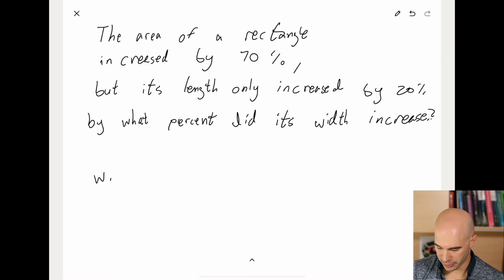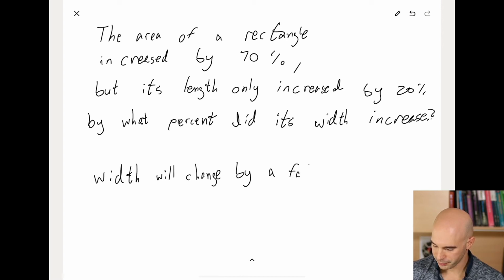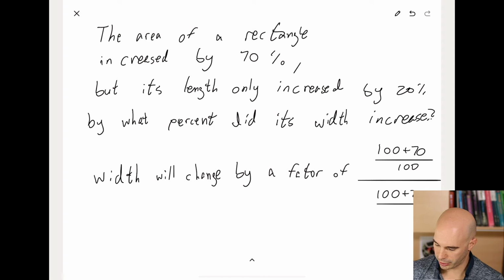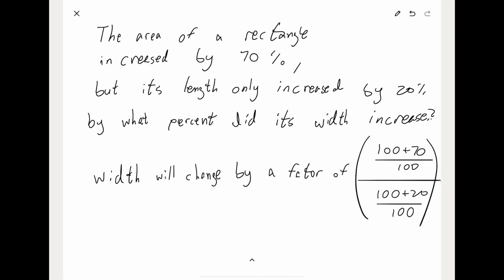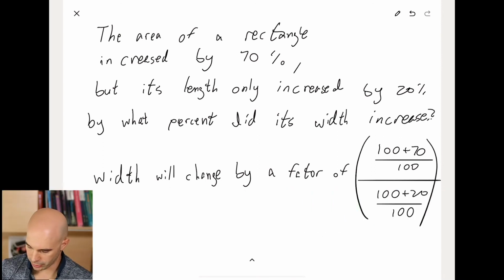We would say, here's the width. The width will change by a factor of, you'll have 100 plus 70 over 100 for the area, and 100 plus 20 over 100 for the length. So the width gets multiplied by this factor. And if you wanted it as a percent change, you'd multiply that whole thing by 100 and subtract 100.